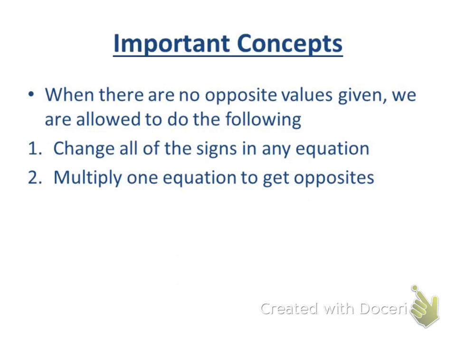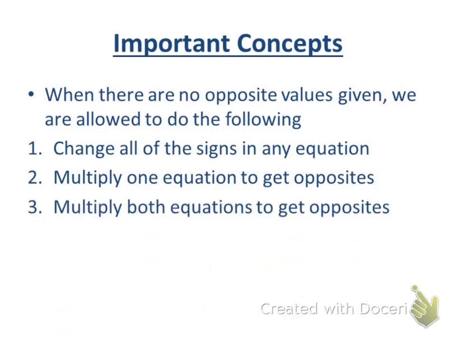It could have followed number 2. But we can also multiply both equations to get opposites, right? Sometimes we'll have to. These are the things you'll have to do to get opposites here.